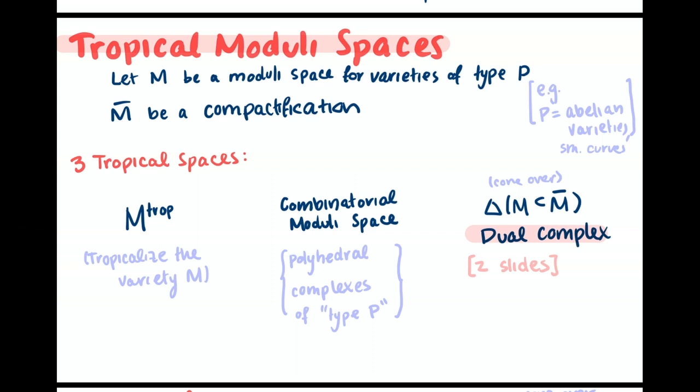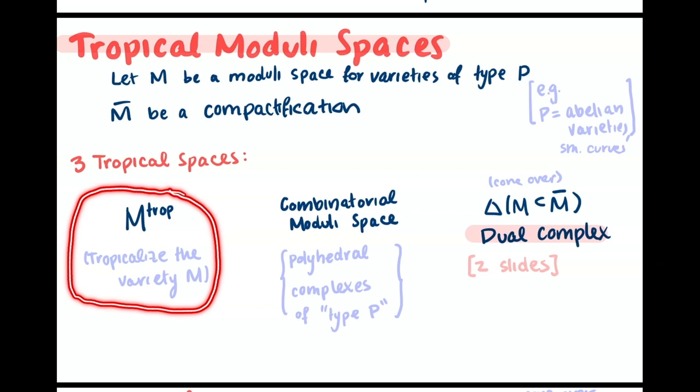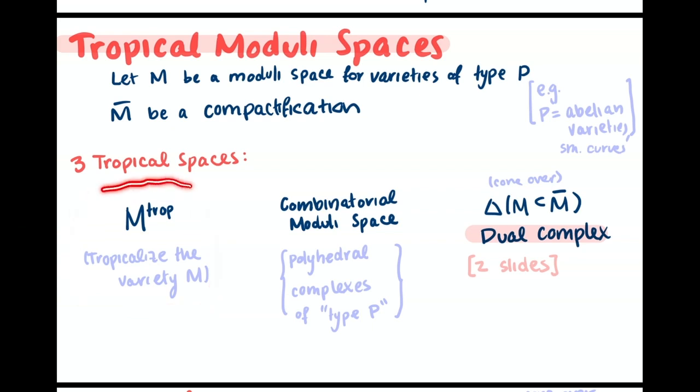If I ask you what is the tropicalization of M, I think there's a lot of correct answers. The first one might be, well, you told me that M was a variety, and on the previous slide I told you that tropicalization tells you how to take a variety and associate its tropicalization. So that's what this first one is. We're just going to tropicalize the variety M.